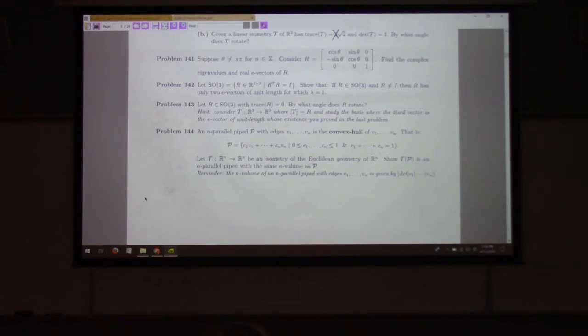If we have a special orthogonal matrix, then it has only 2 eigenvectors of unit length. So notice the difference between 141 and 142. 141 is that specific matrix. 142 is an arbitrary SO3 matrix. So what I'm saying in 142 is what happened in 141 is not an accident. It always happens for such a matrix.